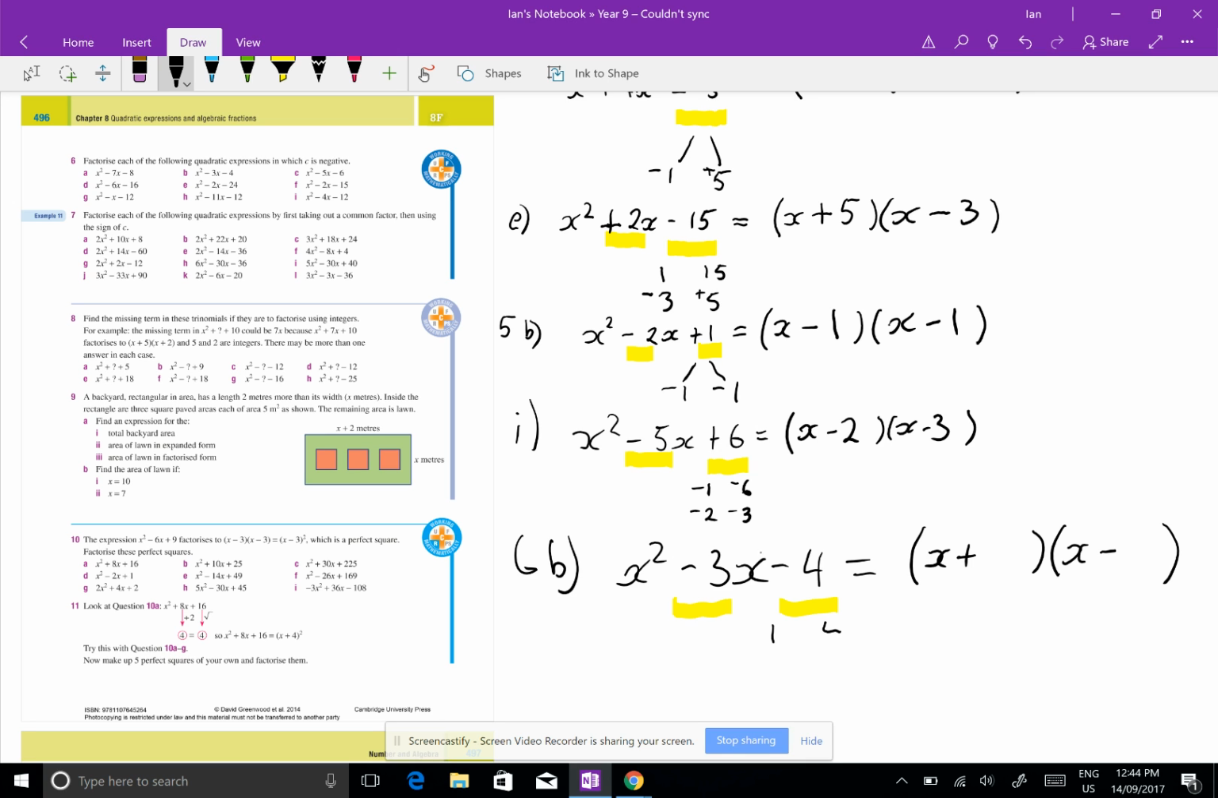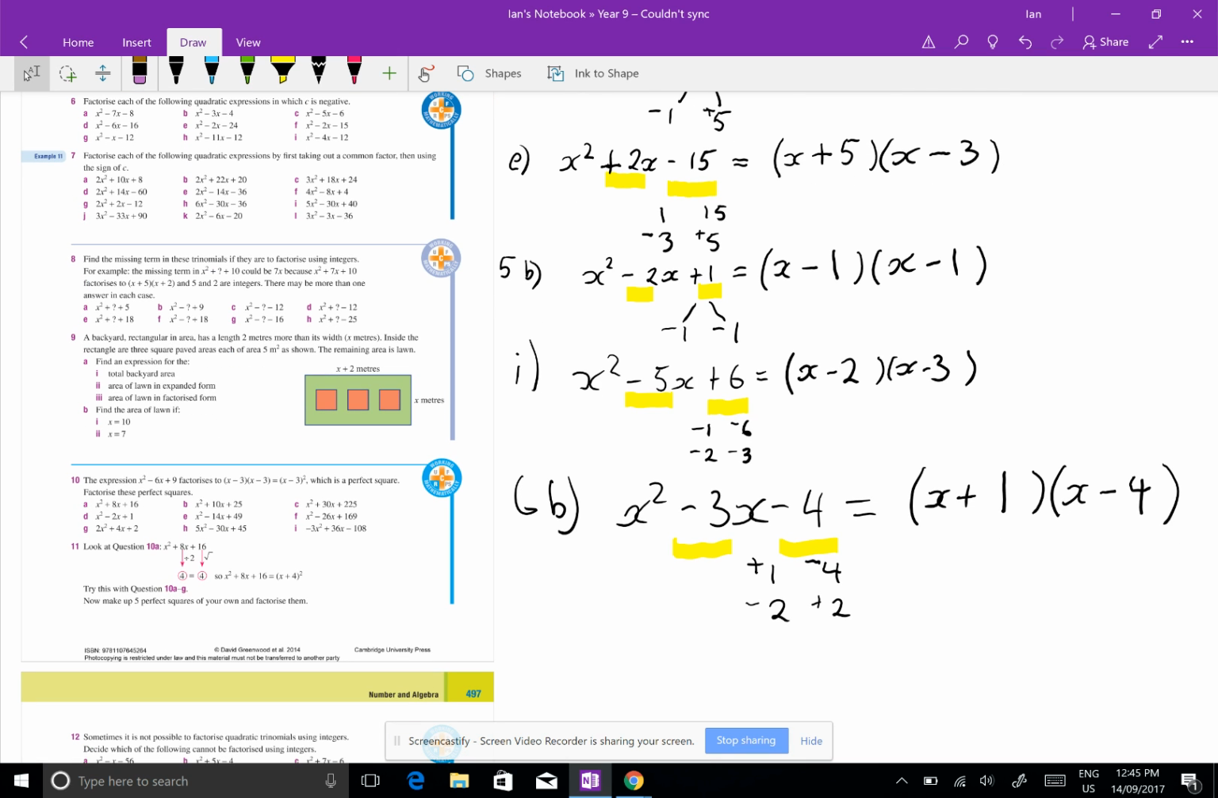Well, I can have 1 and 4 and 2 and 2. Well, if I have a -1 and a +4, well, that adds up to +3. And if I have a -2 and a +2, well, that adds up to 0, and it doesn't matter. But what if I had a -4 and a +1? Well, that multiplies out to -4 and adds up to -3. So x plus 1, x minus 4.